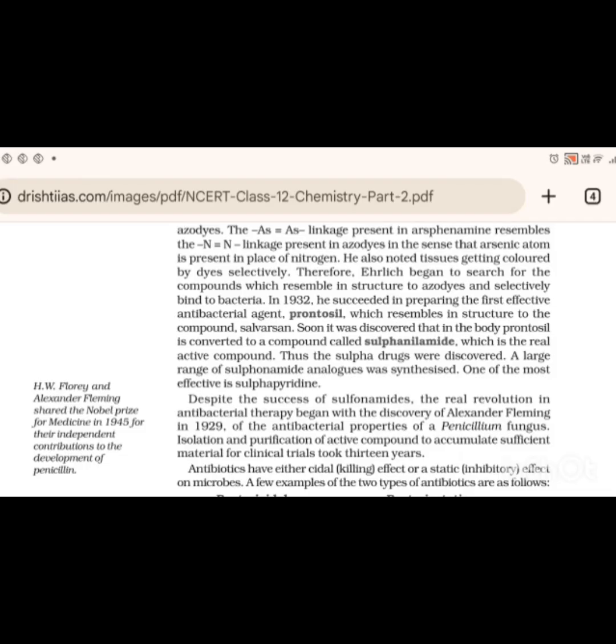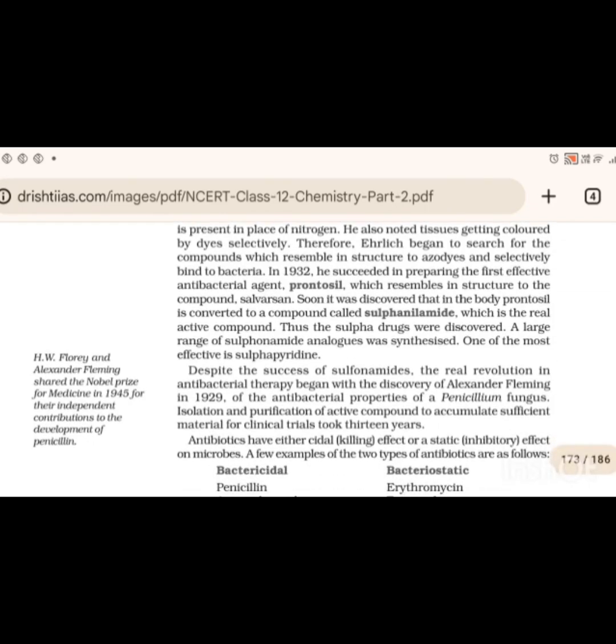In 1932, he succeeded in preparing the first effective antibacterial agent, Prontosil, which resembles in structure the compound salvarsan. Soon it was discovered that in the body Prontosil is converted to a compound called sulfanilamide, which is the real active compound. Thus, the sulfa drugs were discovered. A large range of sulfonamide analogues were synthesized. One of the most effective is sulfapyridine.